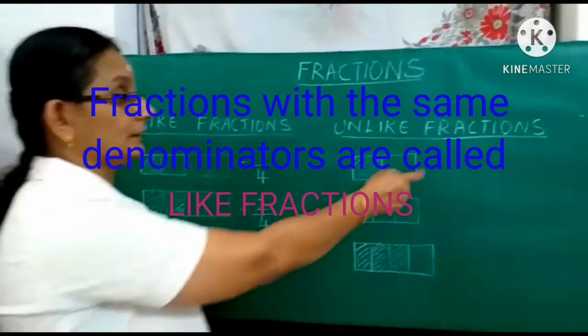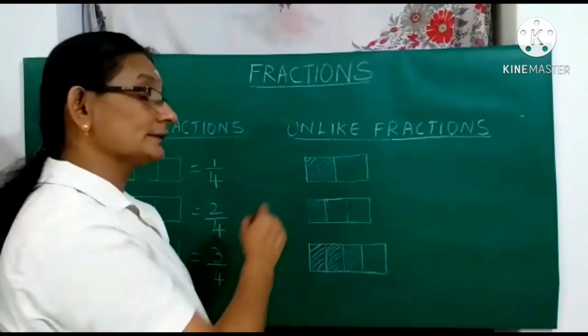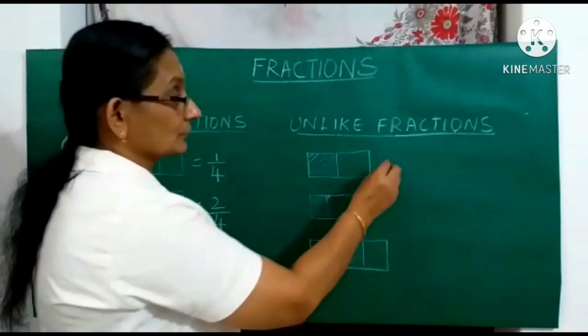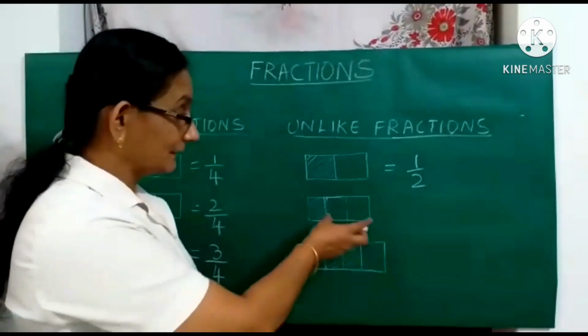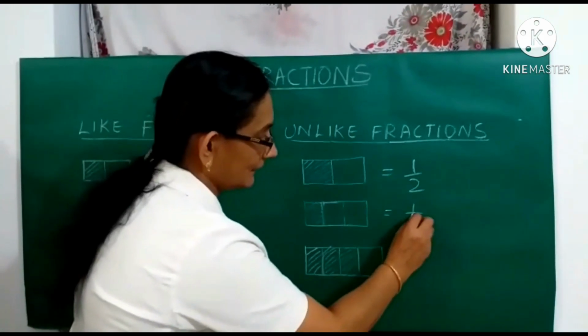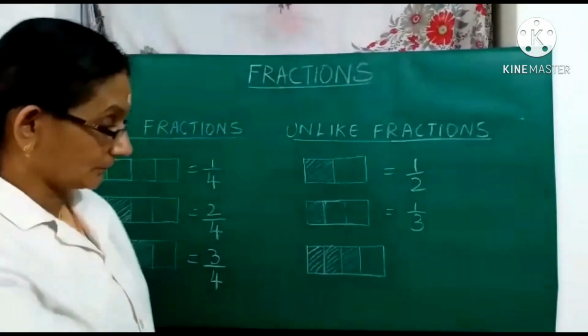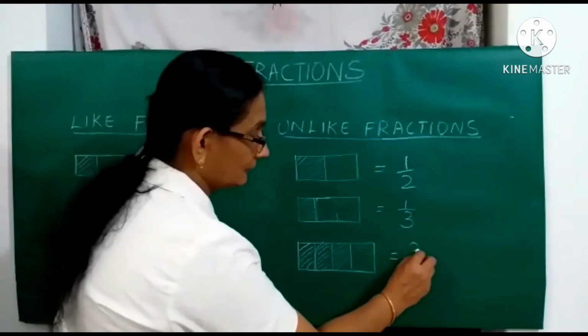Now let us move to the next section. Here you can see there are 2 parts and 1 part is shaded. So you can write the fraction as 1 by 2. What about the next one? Yes, it is 1 by 3. And what about the third fraction? Yes, it is 3 by 4.